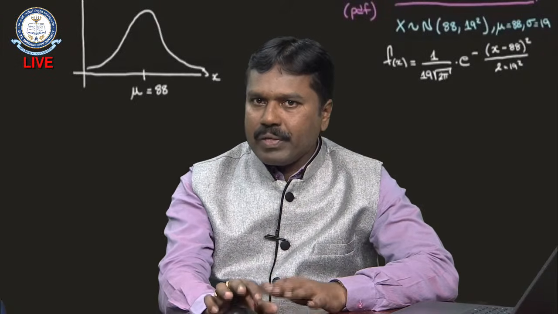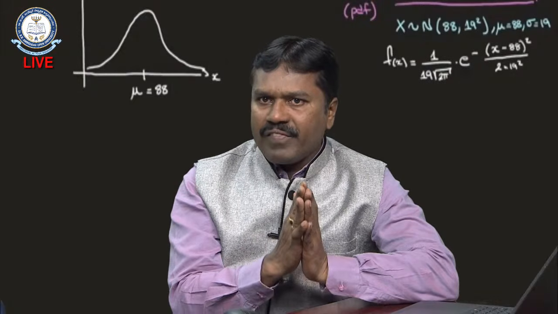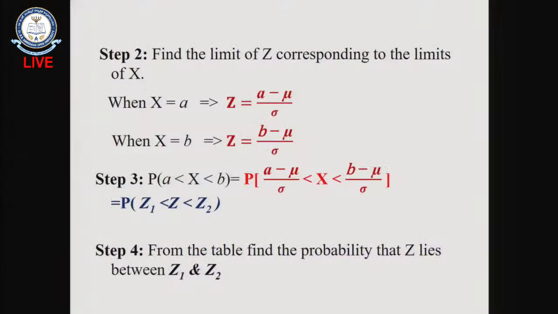Step number 2 is to find the limits of z corresponding to the limits of x. When x is equal to a, the data is converted into standardized form, so z is equal to a minus mu by sigma. Here a is a variable; mu and sigma are standard values, already given to us as the parameters in our question. When x is equal to b, then z becomes b minus mu by sigma. After converting to z, I can substitute these values in step number 3.